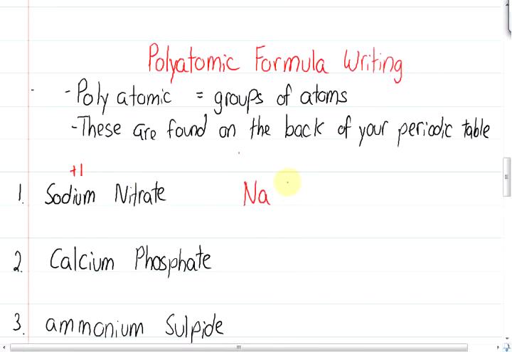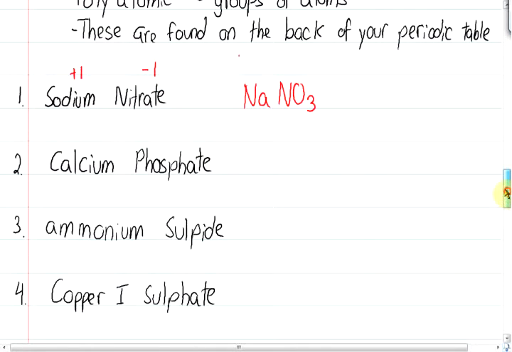Nitrate is something from the back of the table, so I will look it up and I find its formula is NO3. It has a charge of -1. These two charges balance out, so I leave NaNO3 as my formula. The crisscross cancelled out and no brackets are required.